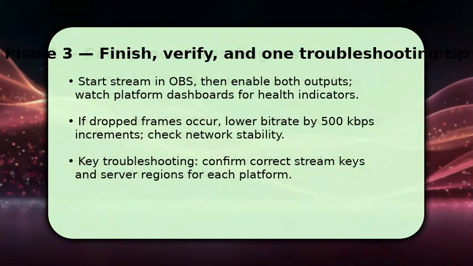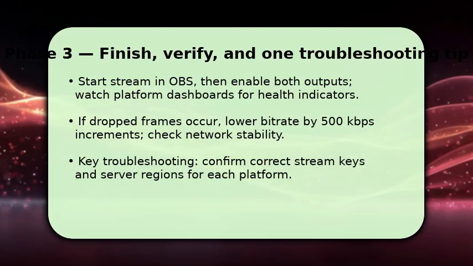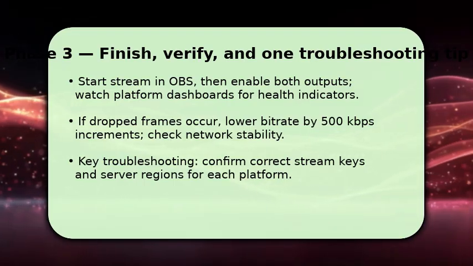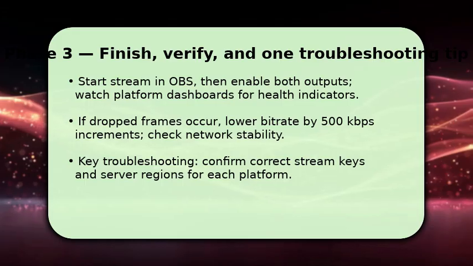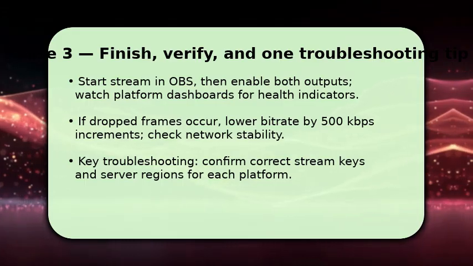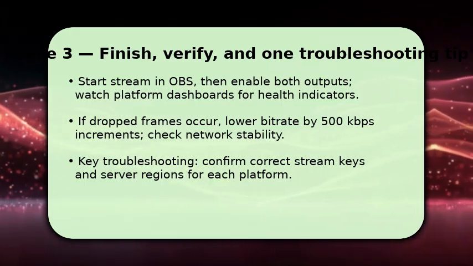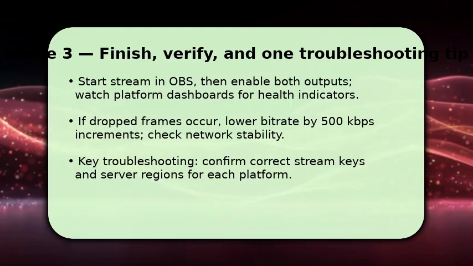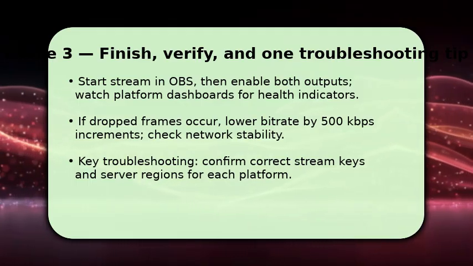Begin by hitting Start Streaming in OBS, then confirm both Twitch and YouTube dashboards show an active preview and green health indicators. Monitor CPU and dropped frames. If frames drop, reduce bitrate by about 500 kbps and switch encoder preset to faster.